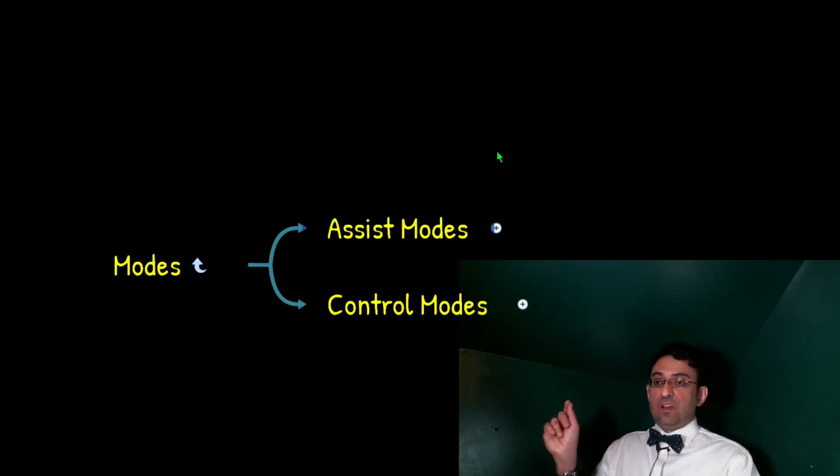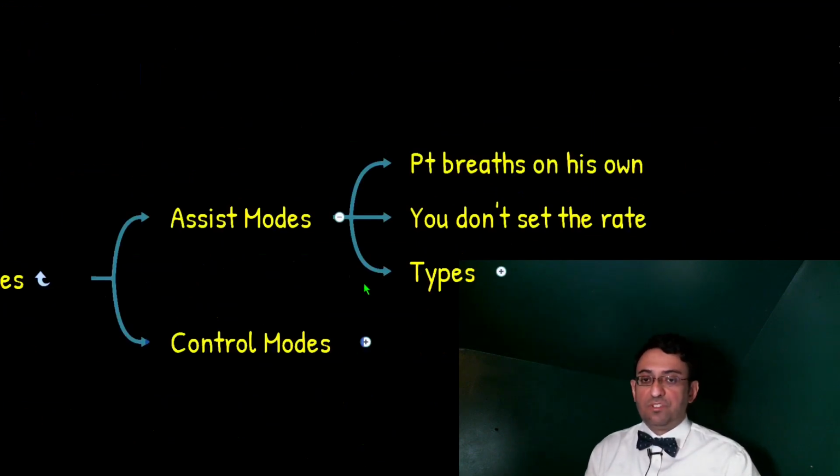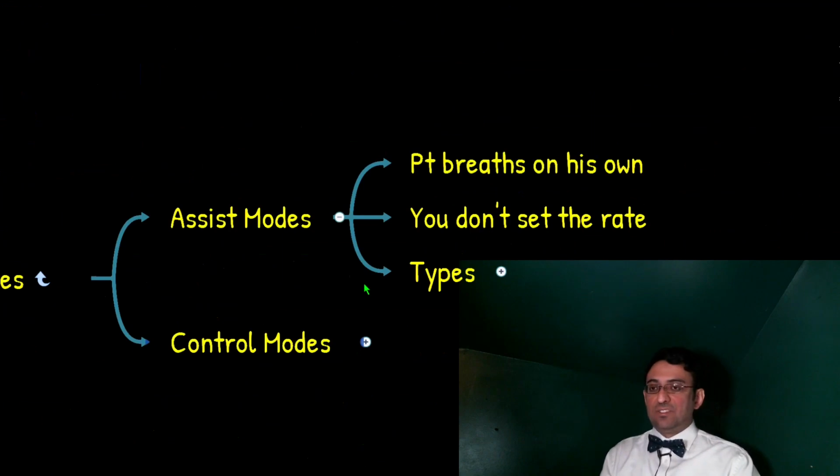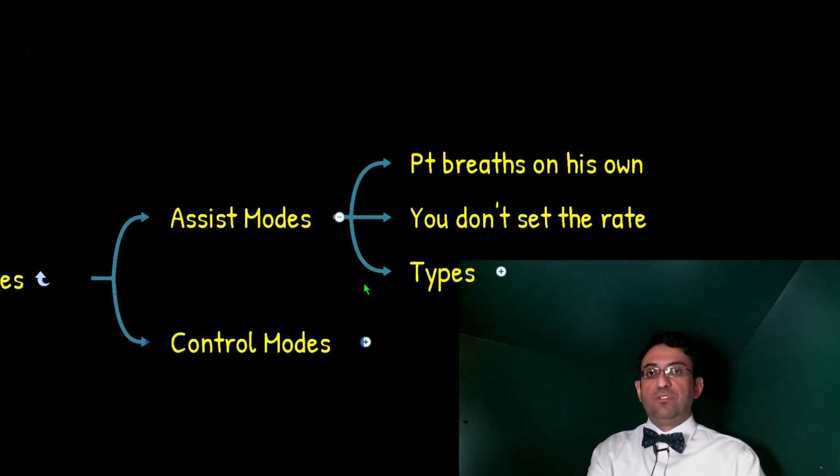So again, returning back to our algorithm, we have two principal modes. One is the assist mode, the other is control mode. Regardless of the details, we need to know basic indications of each one. Now, in terms of ventilator setting, what are the major differences of the assist mode versus control modes? In the assist mode, we do not set the respiratory rate. Patient is capable of initiating or triggering the respirations, and the ventilator just supports it.